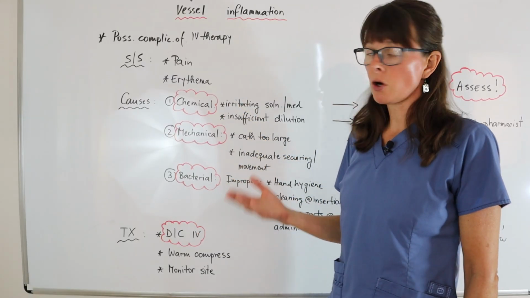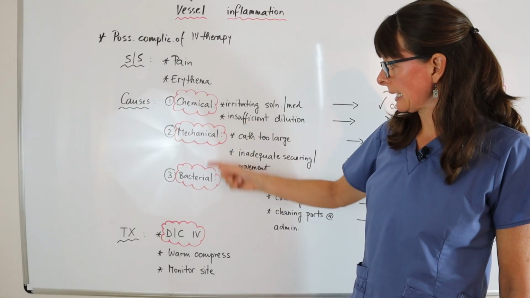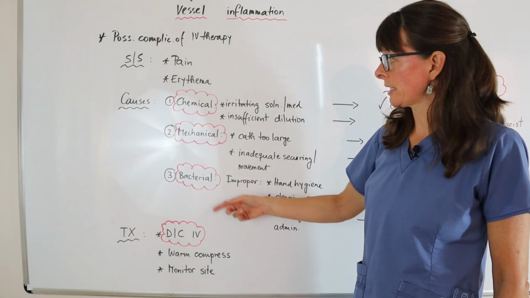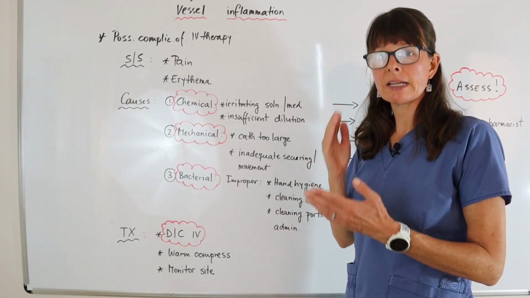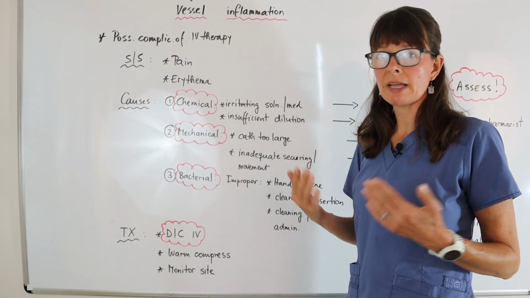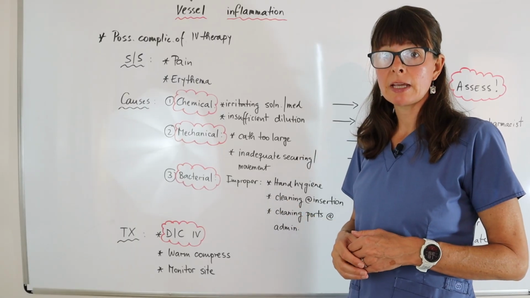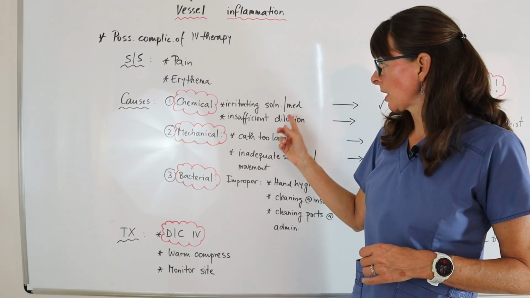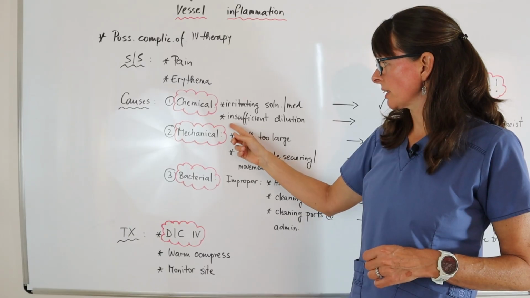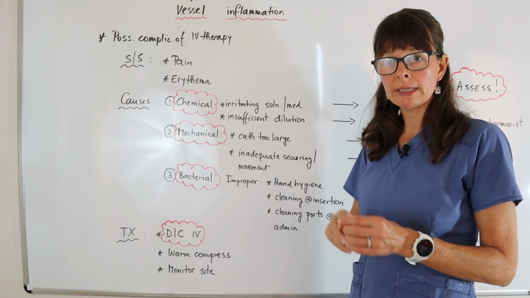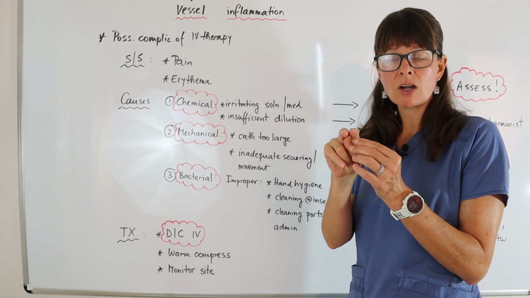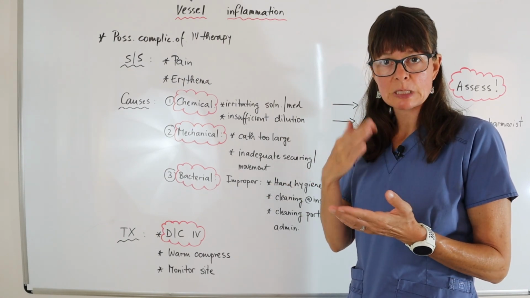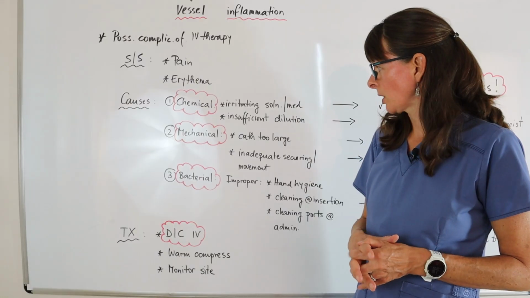And there are three different causes. They can either be chemical, mechanical, or bacterial in nature. So a chemical is anything that irritates the vein as we're infusing it, and that can be any kind of solution or medication that we are infusing. Or it can be a medication that is insufficiently diluted and therefore kind of burns or stings the inside of the vein, and therefore the body responds with inflammation.